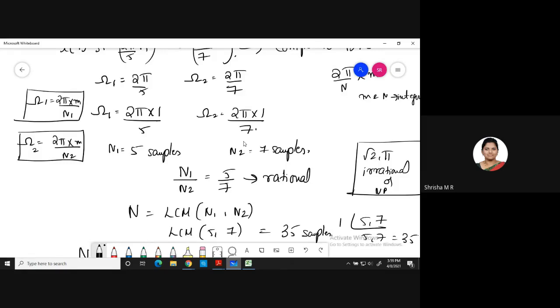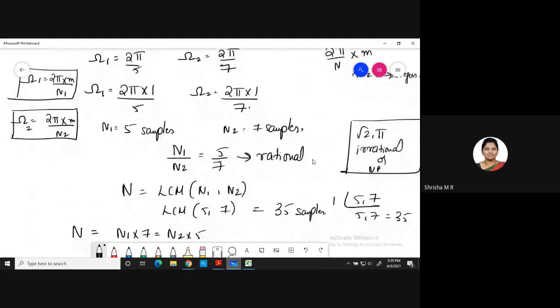Now we have to find the ratio of N1 by N2 to find whether it's periodic or non-periodic. If we take the ratio of N1 by N2, you get a rational number, or directly here also you'll get to know that it's periodic, right? You have to get m and N as integers, then it will be periodic only. So just one more step, we are just verifying. N1 by N2 is 5 by 7, it's rational.